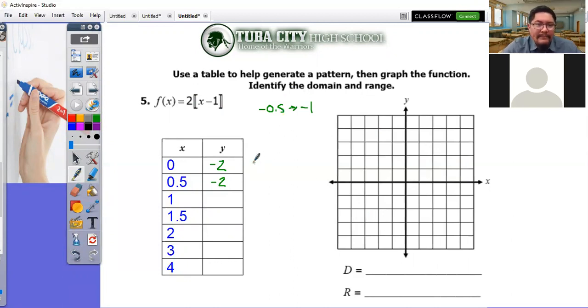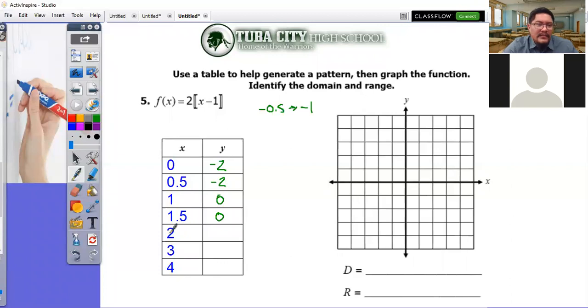Okay, and then we can go to 1, so plug in 1. So 1 minus 1 is 0. 0 times 2 is 0. And then plug in 1.5. So 1.5, so that's like $1.50 minus $1 means you're going to have 50 cents or 0.5. And what that's going to do is, well, we're going to have to round it down first. So 0.5, if I round that down, it's going to be 0. So now I have 0 in here. And again, treat it just like a parenthesis. 2 times 0 is going to be 0.